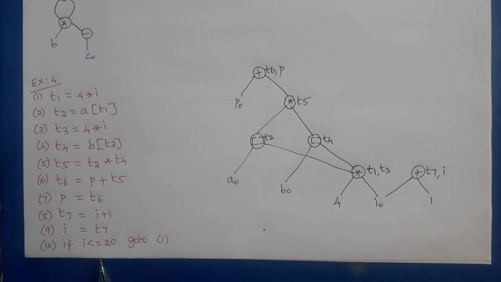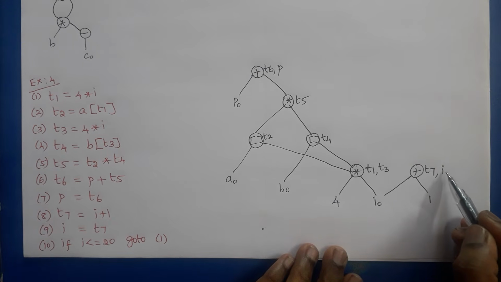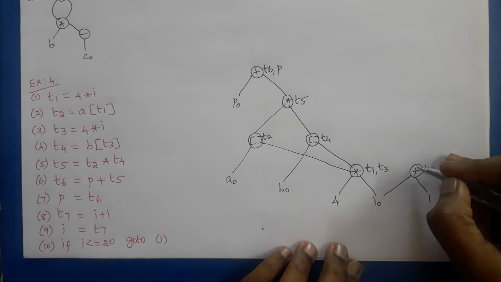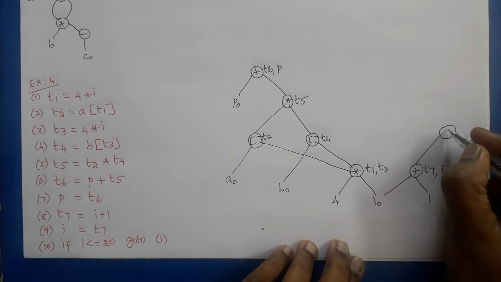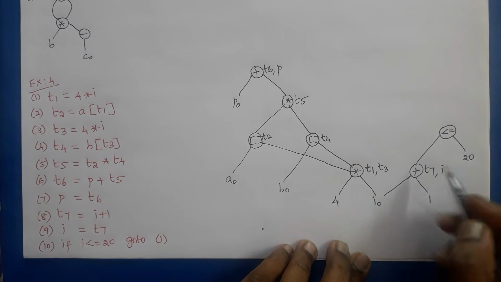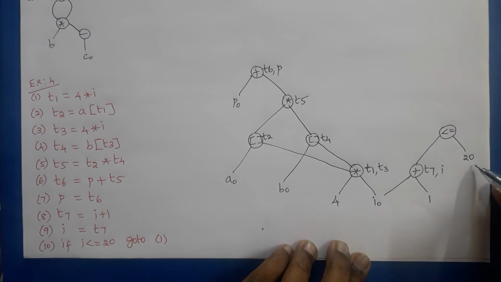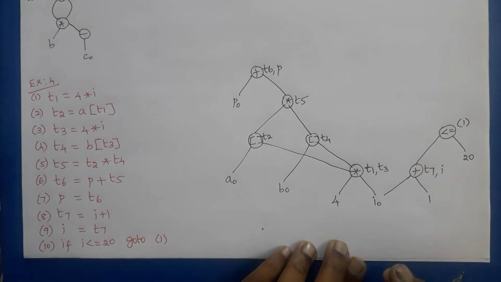Then the final statement is if I is less than or equal to 20, go to 1. So here the operator is less than or equal to. We need to consider I as the left child. So I is recomputed now here, so we have to consider this I as the left child. Its operator is less than or equal to and the right child is 20. So if I is less than or equal to 20, we have to go to 1. So that should be represented as a label here.